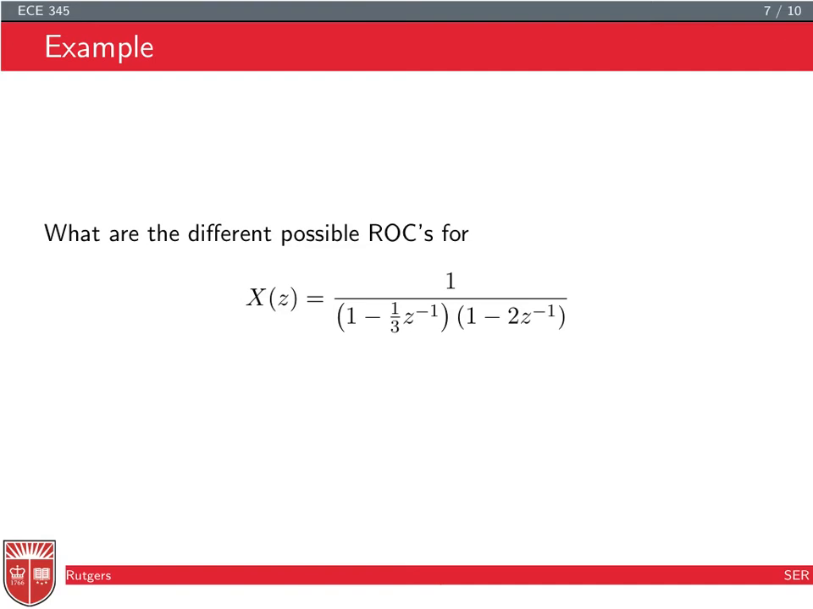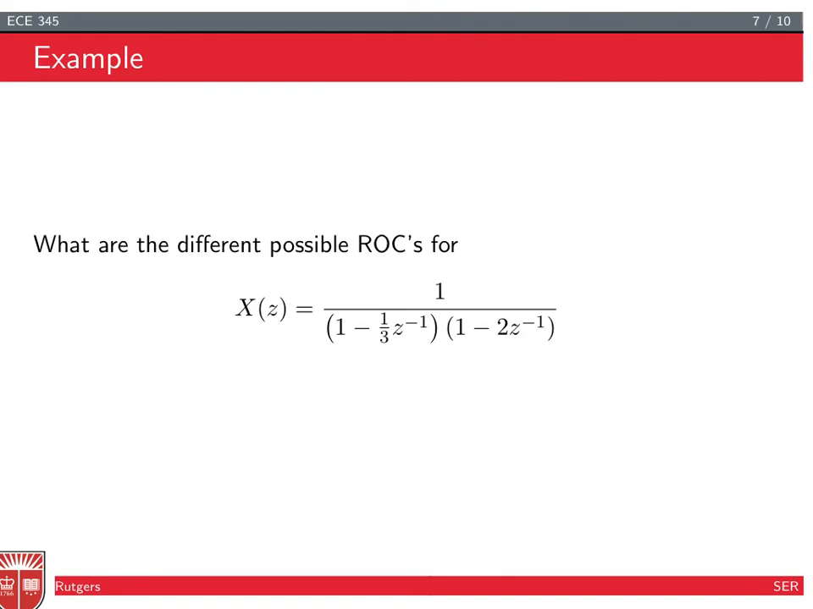Here, the first thing you need to do is to find the poles. We can see that we have a pole at 1/3. The first pole is where 1 minus 1/3 z to the power minus 1 equals 0, and this gives you z equal to 1/3. This is why sometimes we write the z transform as a function of z to the power minus 1, because now you can easily detect the poles. So this is the first pole, and the second pole is 2. So we have 2 poles, at 1/3 and at 2.